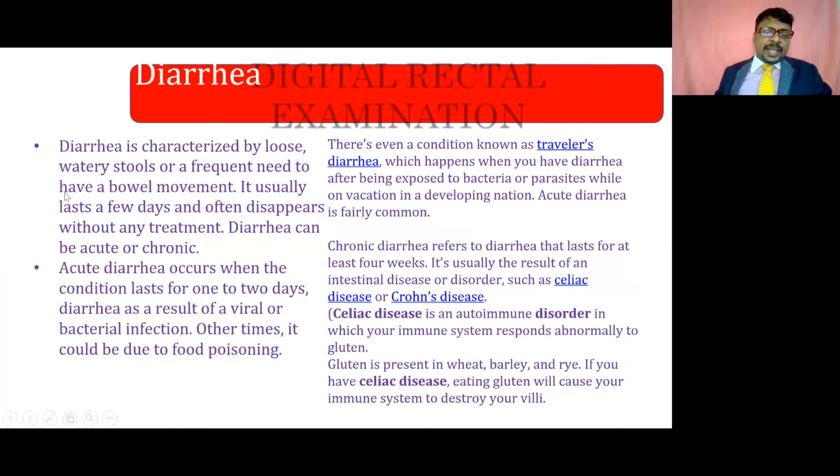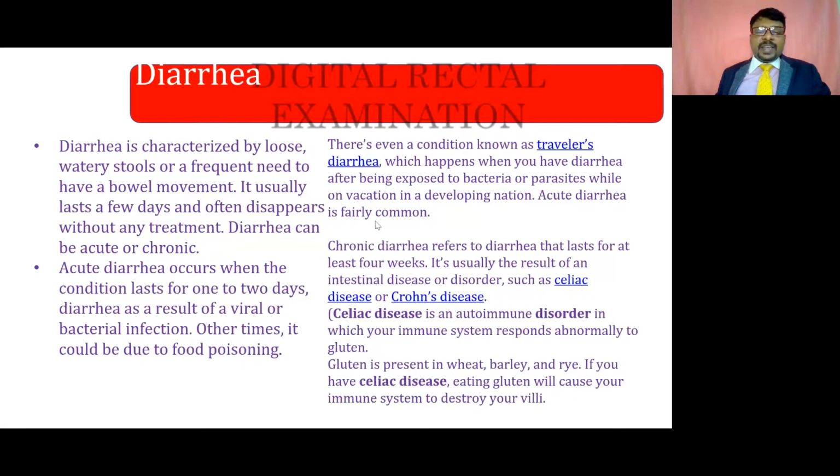But acute diarrhea occurs when the condition lasts for 1 to 2 days. The diarrhea is the result of viral or bacterial infections. So sometimes it may be because of bacterial or viral infections. At other times, any food poisoning may also give a loose stool appearance. There is even a condition known as traveler's diarrhea. Sometimes if they travel from one place to another, they may get diarrhea or frequent passage of stools, which happens after being exposed to bacteria or parasites while on a vacation in developing nations.